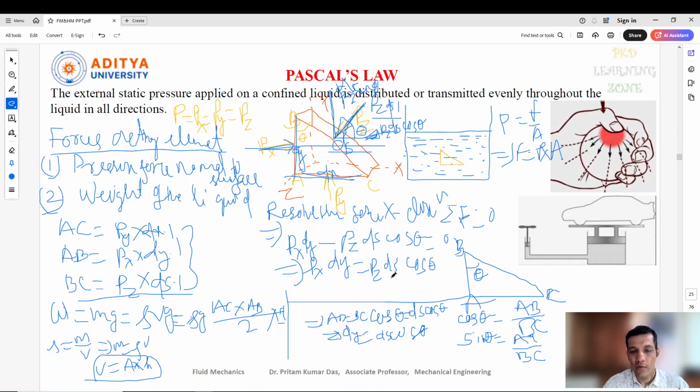Okay. Now ds cos theta is here. So let's put the value over here, dy. So dy, if I keep here, then dy cancel. Okay. So what will we get here? Px equal to Pz. This is one equation. Okay. Another equation, this is resolving the force in the x direction.